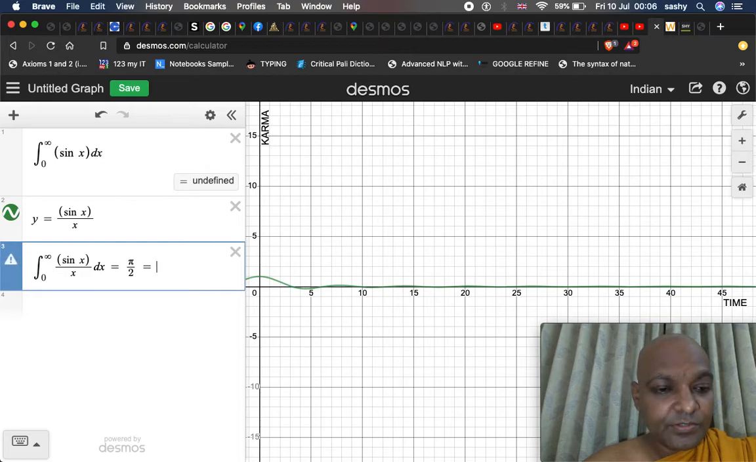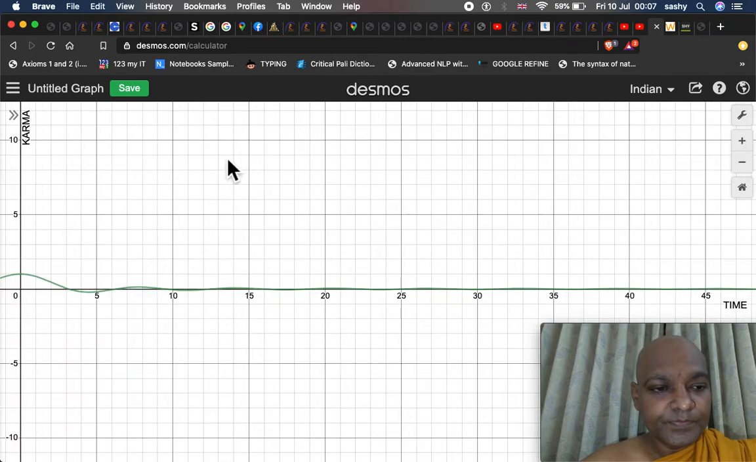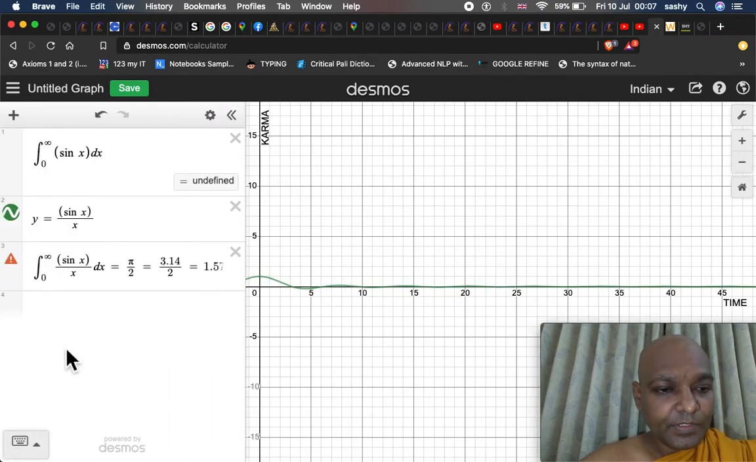Which is again equal to, pi is 3.14, I think, divided by 2, which is equal to 1.57 and something like that. All right, so it's not undefined, it's about pi by 2.